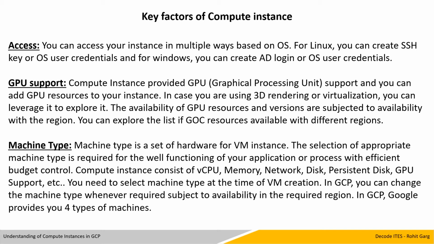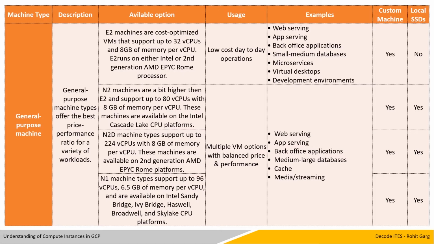In GCP, Google provides you primarily four types of machines, and their list of machines is divided on the basis of these four categories. Let's review all machine types one by one. The major one is the general purpose machine. General purpose machine types offer the best price performance ratio for a variety of workloads. In general purpose machines, you will primarily get four types of machines: E2 machines, N2, N2D and N1 machines.